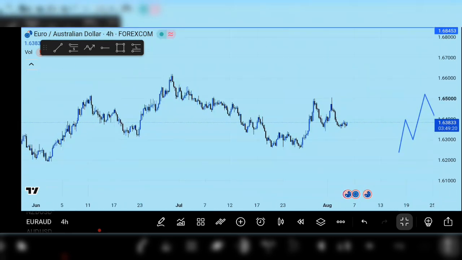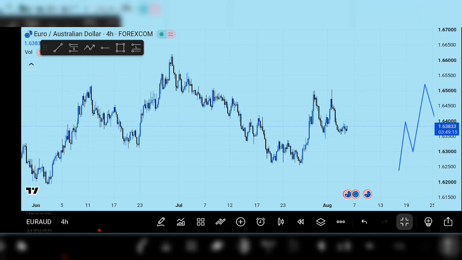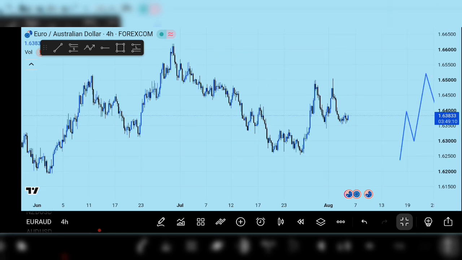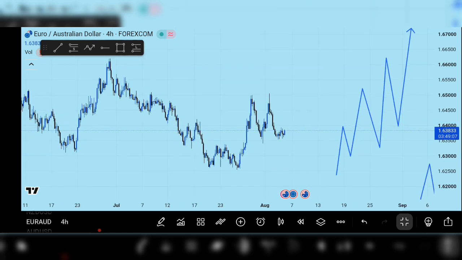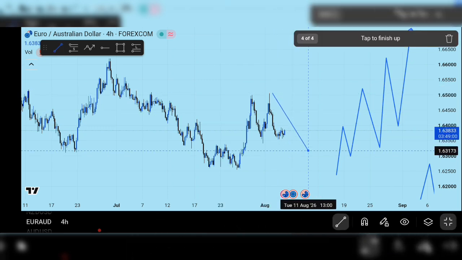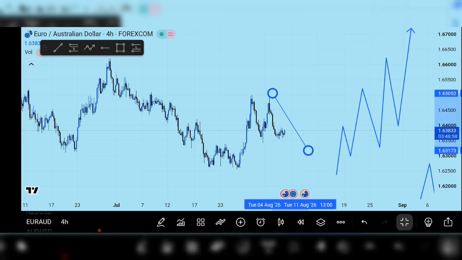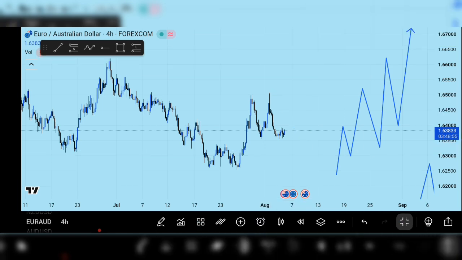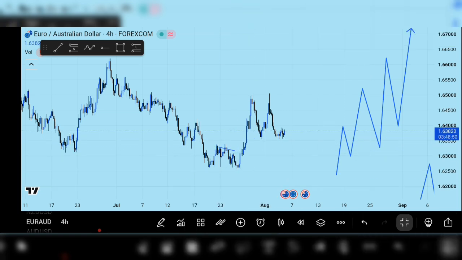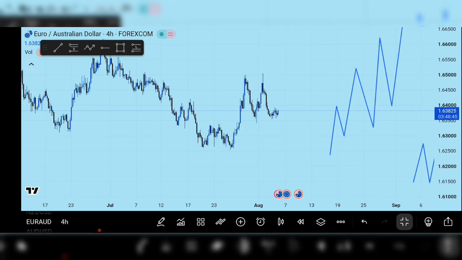Now currently I'm on my Euro AUD and on my 4 hours time frame. What can you obviously see now? What is the last leg of this market? The last leg of this market is a downtrend. Why? This market is in a downtrend on our 4 hours time frame. But you can say that this market is an uptrend because of this break of structure. You can obviously see that this market is in what? In a downtrend.